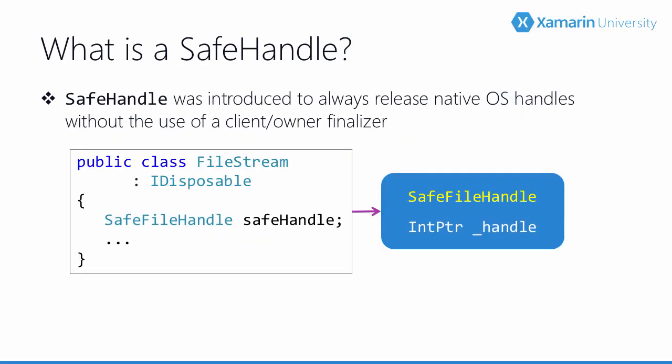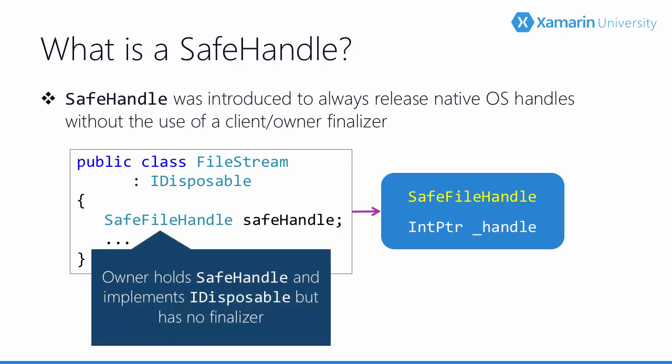And they exposed it through something called a SafeHandle. The SafeHandle was introduced to essentially always ensure that native OS handles were released properly and in a timely fashion. And they do it without the owner itself implementing a finalizer. In other words, the client that owns the handle no longer needs to implement a finalizer. They simply own a SafeHandle, and the SafeHandle is then used to access that native operating system handle. And so the pattern is that the file stream object implements IDisposable, and it holds a SafeHandle, and the SafeHandle is what actually does the cleaning of the resources.